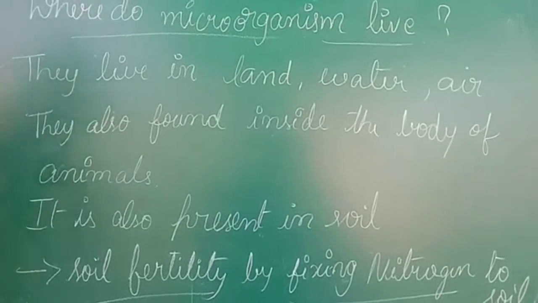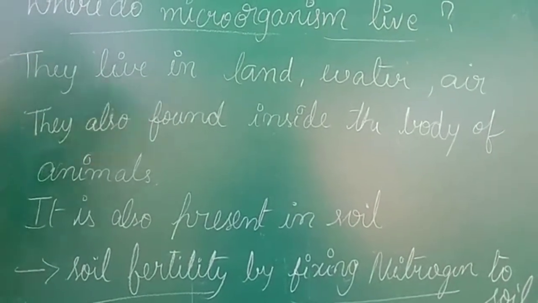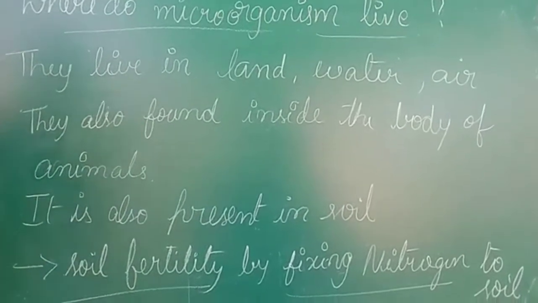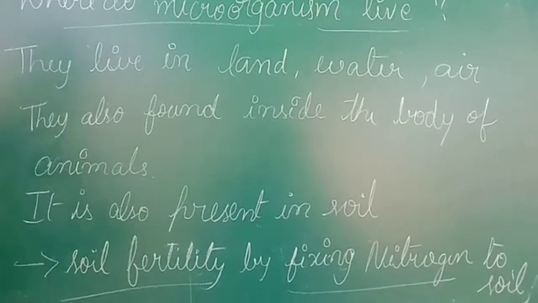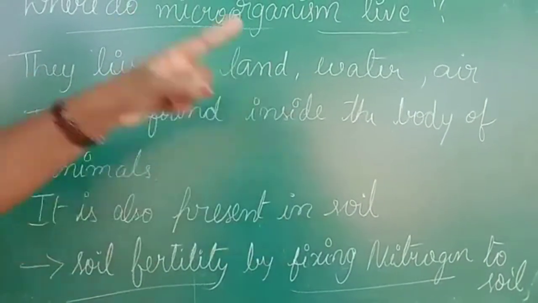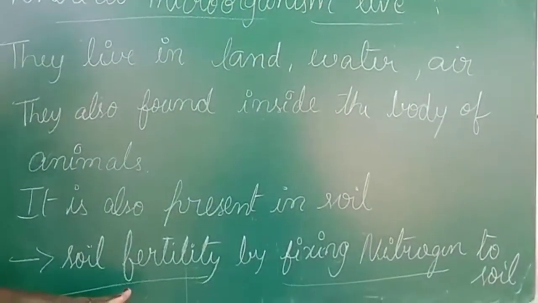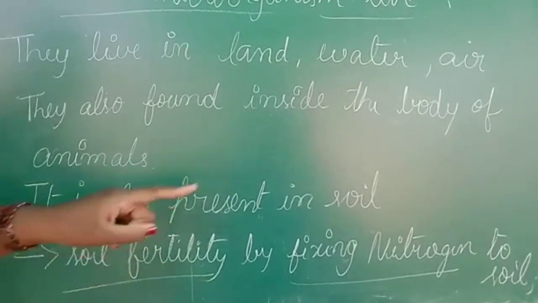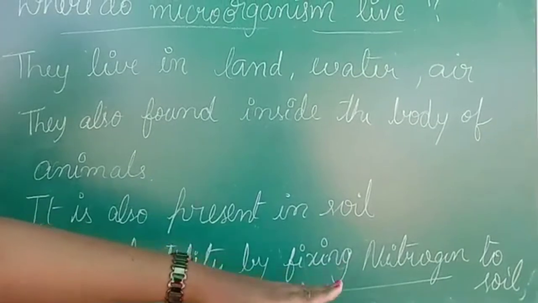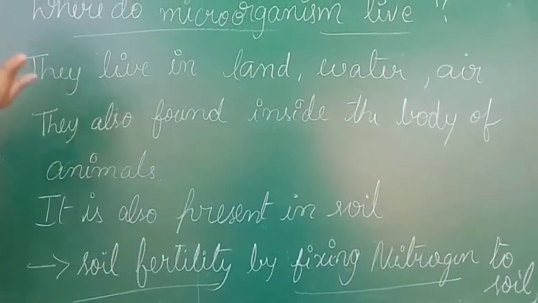So there are three points. Where do microorganisms live? First, they live in land, water and air. Then they are also found in the body of animals, as well as present in the soil. And what work do they do in the soil? They do soil fertility. How do they fertilize soil? By fixing nitrogen to the soil. By fixing nitrogen, soil will turn fertile.